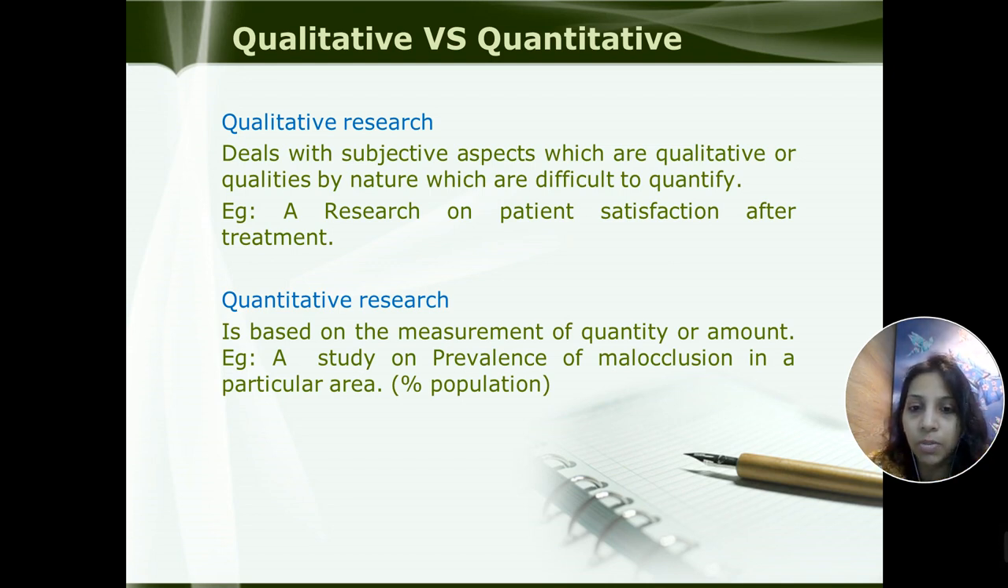Second is quantitative research. It is based on the measurement of quantity or amount. So it involves variables which can be definitely quantified, and this quantitative research is considered to be more valid as compared to your qualitative research. It is considered to be more scientifically sound. An example of quantitative research is a study on the prevalence of malocclusion, or for that matter any other dental condition, in a particular area.